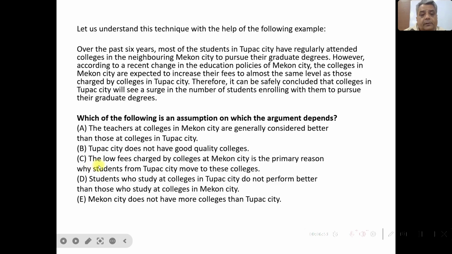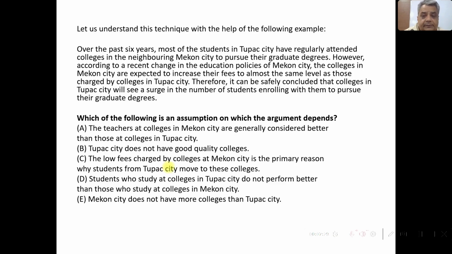So here option C says the low fee charged by colleges at Macon City is the primary reason why students from Tupac City move to these colleges. Obviously in the argument we see that they are trying to make a correlation between the increase in the fee in the colleges of Macon City and the surge in the number of students enrolling in the colleges in Tupac City. Option C confirms this correlation, therefore this is the assumption.